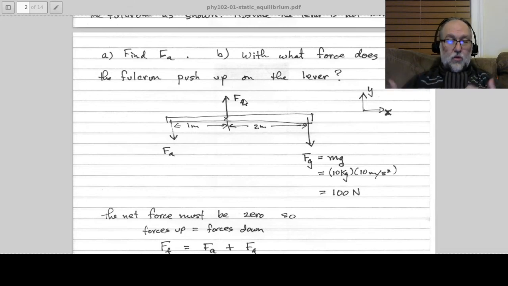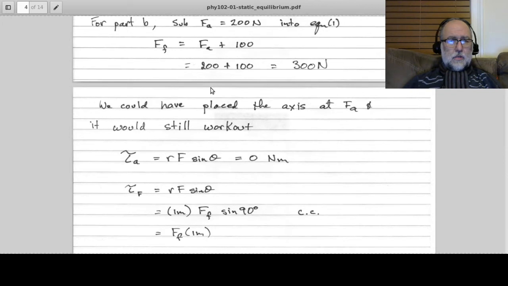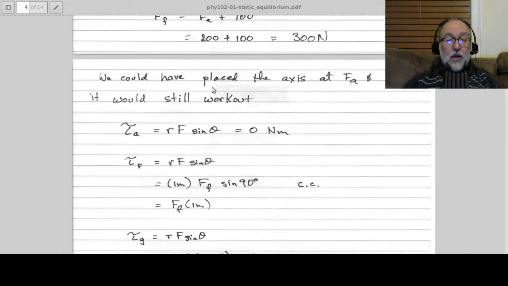I said that out verbally because I wanted to point to the diagram as I did it. Let's actually go through the formulas and you'll see that it works out. Here I say we could have placed the axis at Fa, and it still works out. The torque due to the applied force, with the axis at the applied force, is 0, because r is 0. The torque due to the fulcrum is now r F sine theta. r is 1 meter, F we don't know, and theta is 90 degrees, and that was a counterclockwise torque. So the torque due to the fulcrum is the force of the fulcrum times 1 meter.